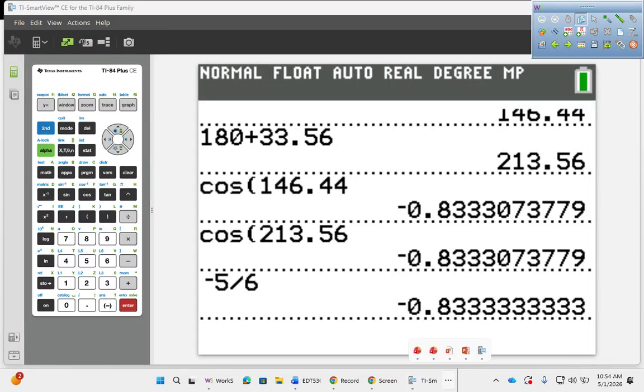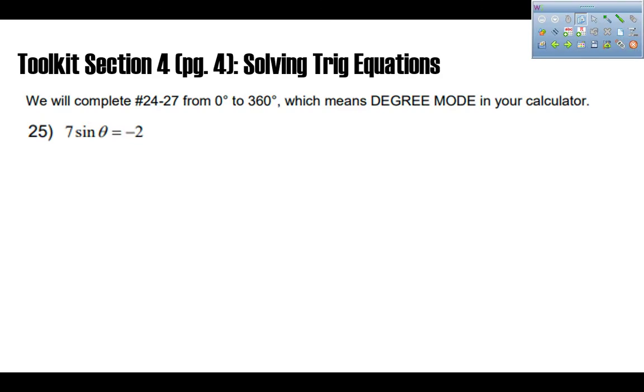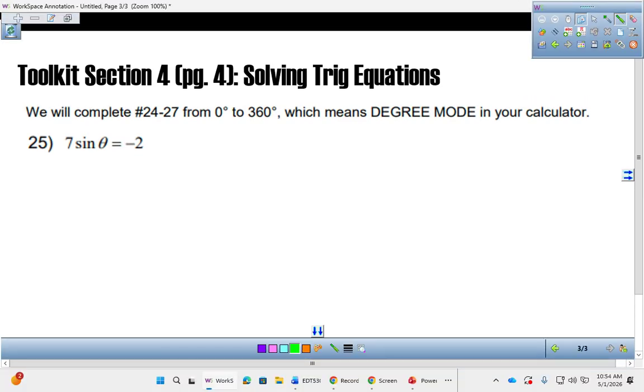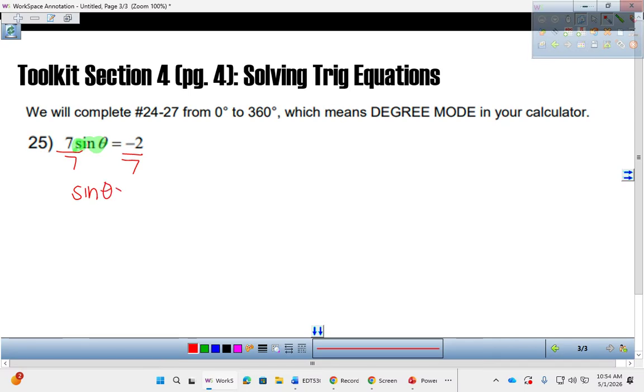So let's look at the next one. The first thing you have to do is get the trig function alone. So that 7 in front has to go to the other side. So to get rid of the 7, I'll divide out 7 so that I have sine of theta equals -2/7.